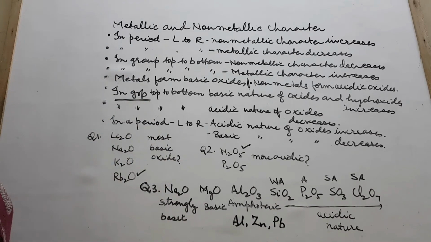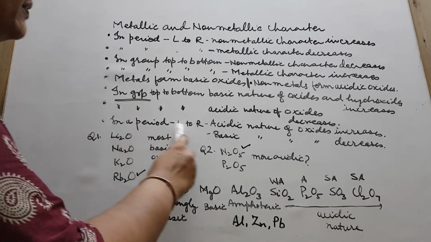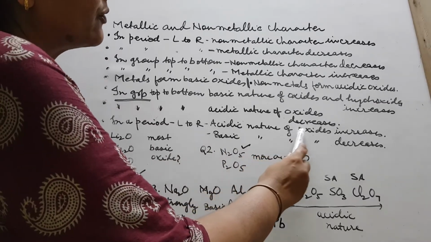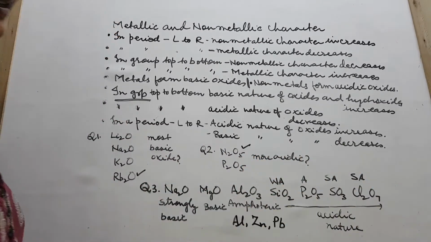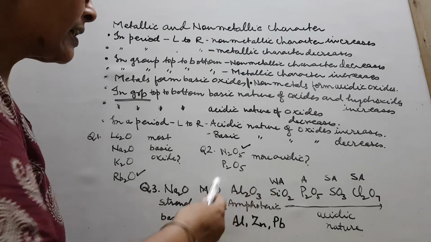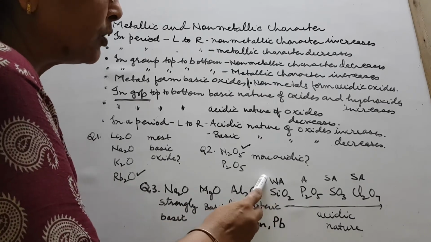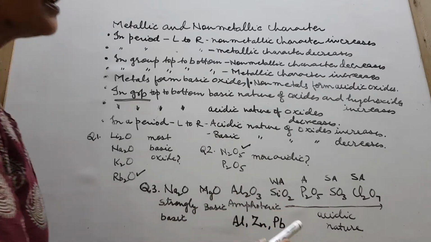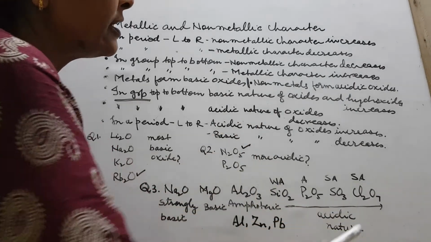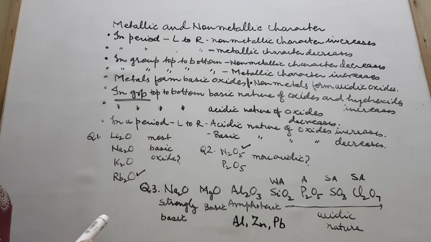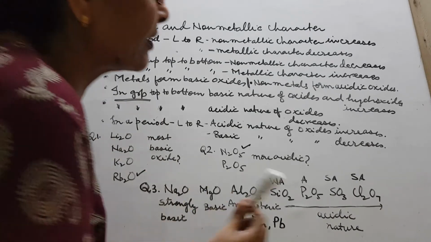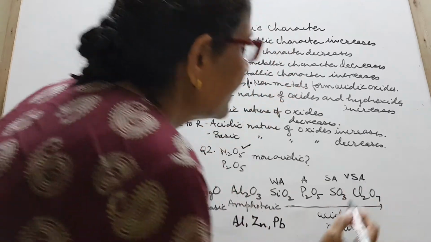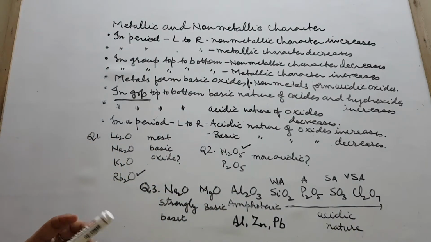Fine. So as we are moving left to right, the acidic nature of oxide has to increase in a period. L2R, acidic nature of oxides increases. It should be increasing, certainly. So after amphoteric, this will be Wa. Wa means weakly acidic. Then P2O5, acidic. SO3, strongly acidic. And Cl2O3, very, very strongly acidic, right? I can even write very strongly acidic, right? That's how, children, it goes this way.